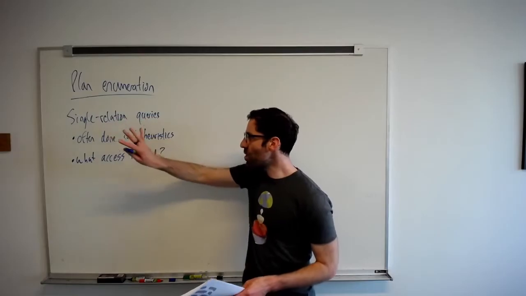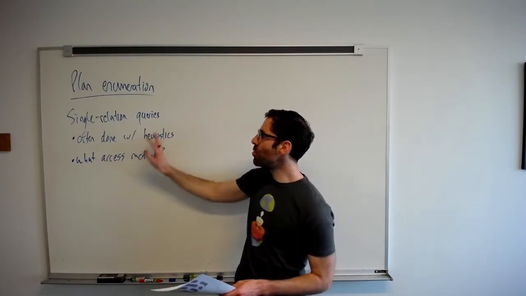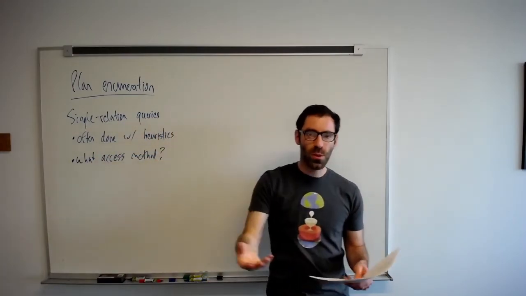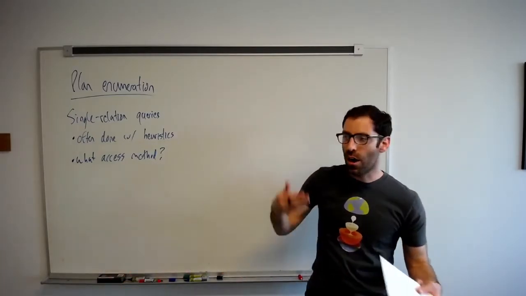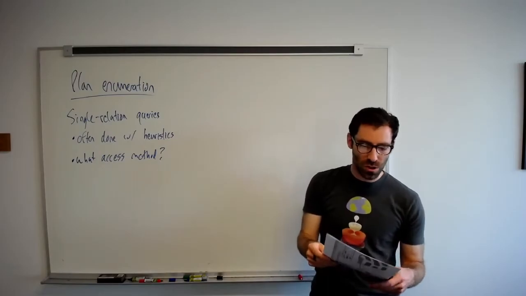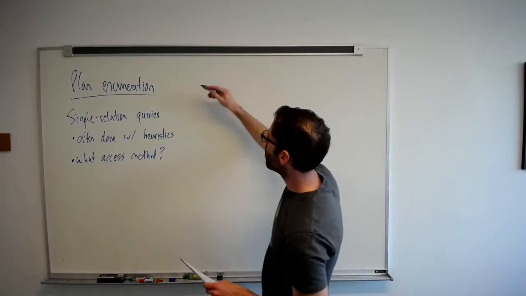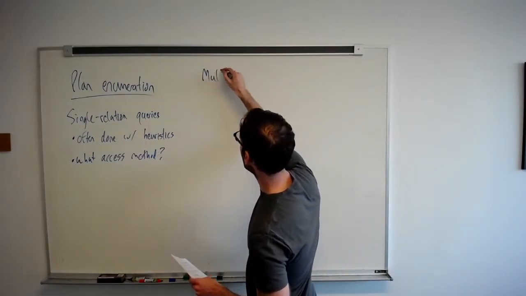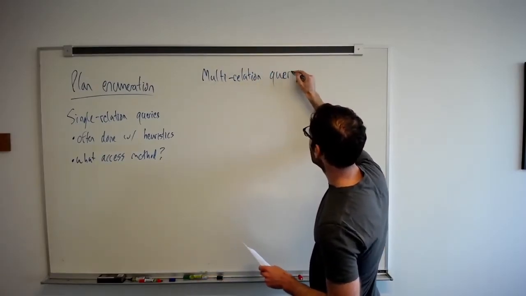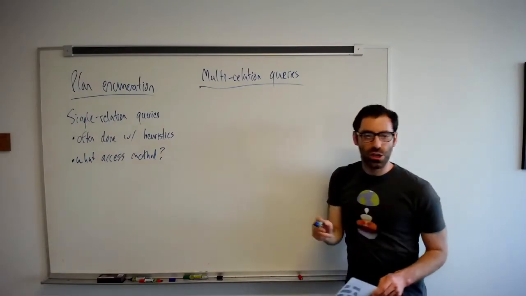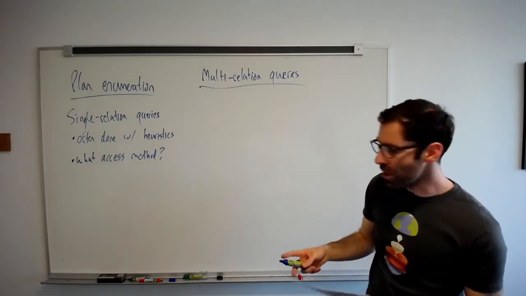And these single relation queries can be simpler to choose a physical plan for, because there often exists a best index that the database system could choose in order to provide the query. The real interesting part of this is our multi-relation queries, and these are queries that do involve joins, perhaps many joins.